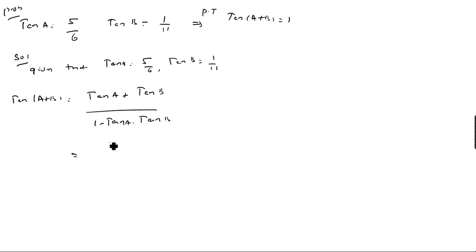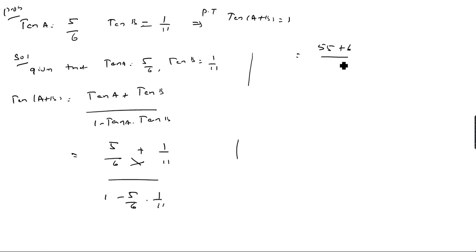Tan A is 5 by 6, tan B is 1 by 11, divided by 1 minus tan A times tan B, 5 by 6 into 1 by 11. We do the LCM, that is nothing but this part, so we get 55 plus 6 divided by 66, over 1 minus 5 by 66, we get 61 by 66 over 66 minus 5 by 66.